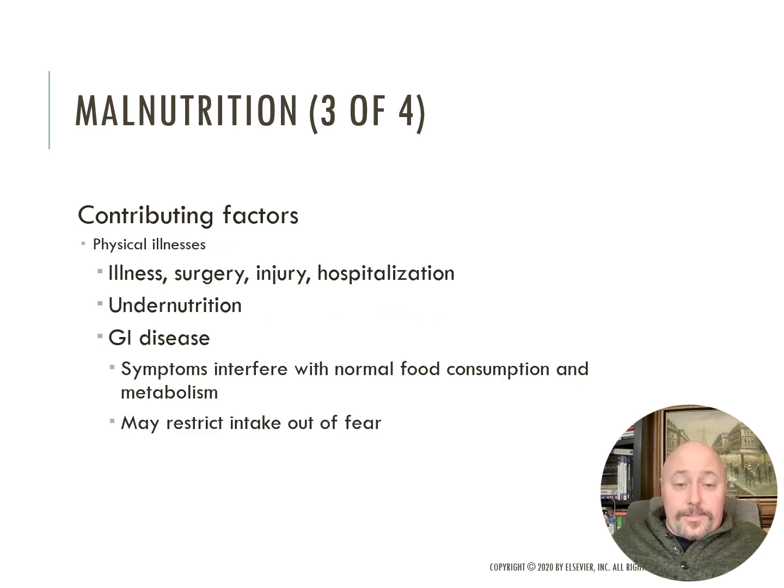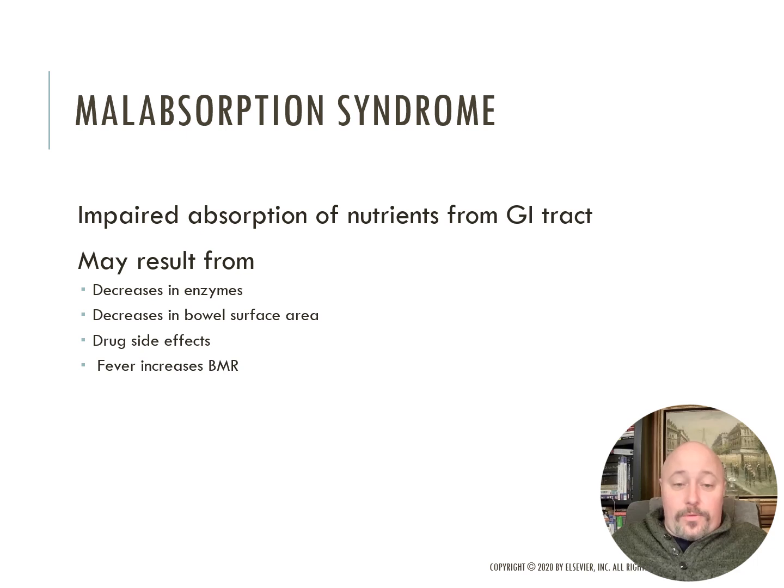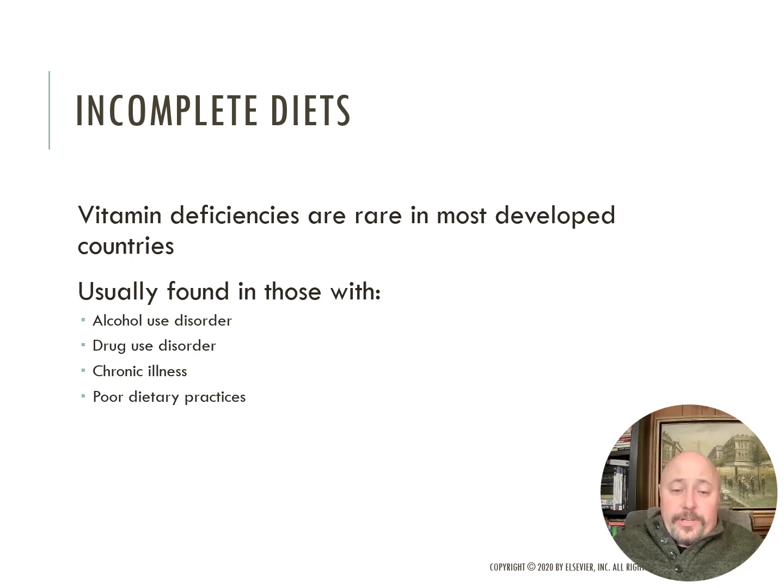Other contributing factors include illness, surgeries, injuries, and hospitalization. Also, GI diseases with symptoms that interfere with normal food consumption and metabolism. Malabsorption syndrome may result from impaired absorption of nutrients within the GI tract. This could have many different causes, from decreases in enzymes, decreases in the bowel surface area, or even drug side effects. As far as incomplete diets, vitamin deficiencies are rare in most developed countries, and are usually found in those with alcohol use disorder in the case of B vitamins, drug use, chronic illness, or poor dietary practices.